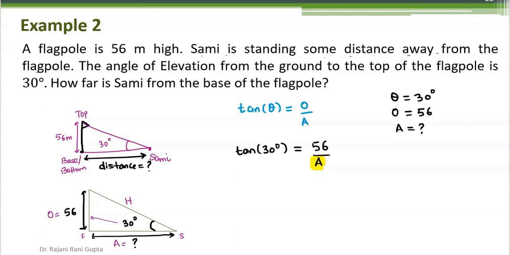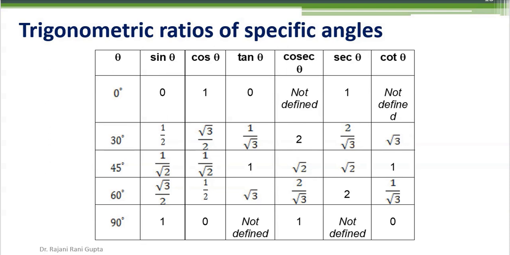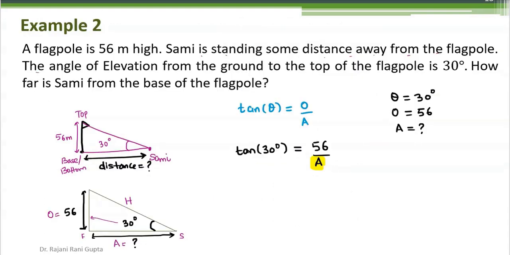We know tan of 30 degree and 56. So let's find the value of tan of 30 from the table. We look at the 30 column and tan here. So the value is 1 over root 3. Tan of 30 degree is 1 over root 3.